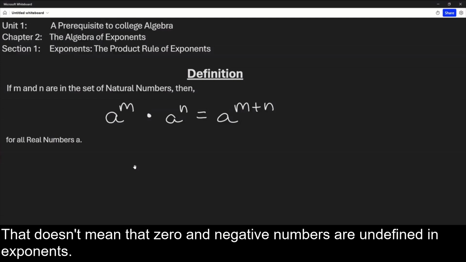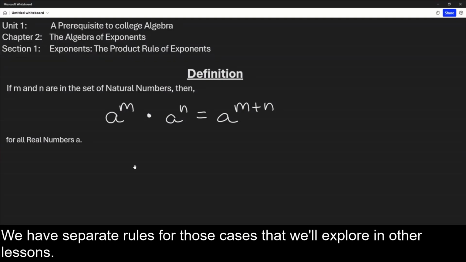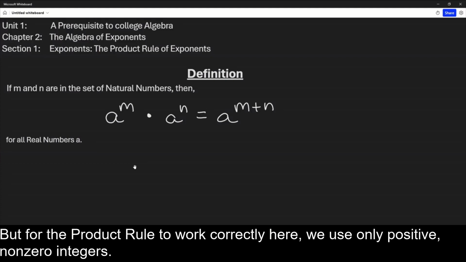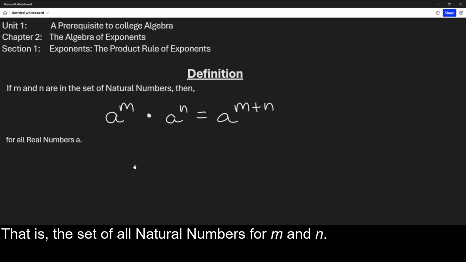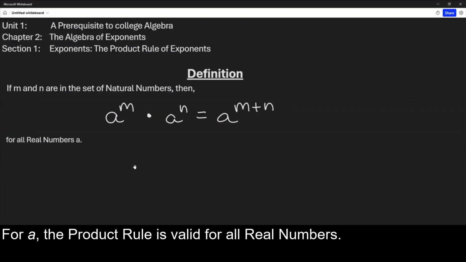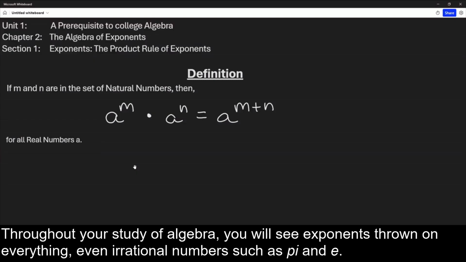That doesn't mean that 0 and negative numbers are undefined in exponents. We have separate rules for those cases that we'll explore in other lessons. But for the product rule to work correctly here, we use only positive non-zero integers. That is, the set of all natural numbers for m and n. For a, the product rule is valid for all real numbers. Throughout your study of algebra, you will see exponents thrown on everything, even irrational numbers such as pi and e.